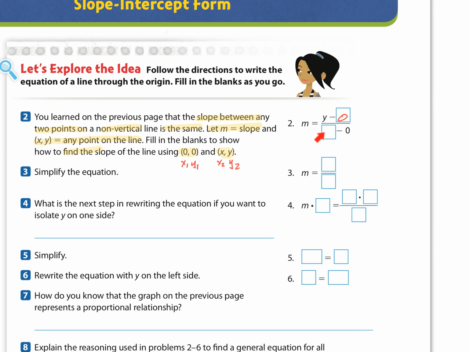Now, the denominator are the x values. So we're supposed to have x2. What's x2, Rania? That's correct, x. For the third step, it says simplify the equation. So we don't have to write the zeros. That's simple. So let's just write y over x.